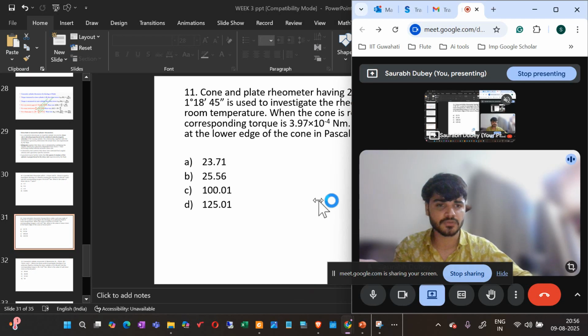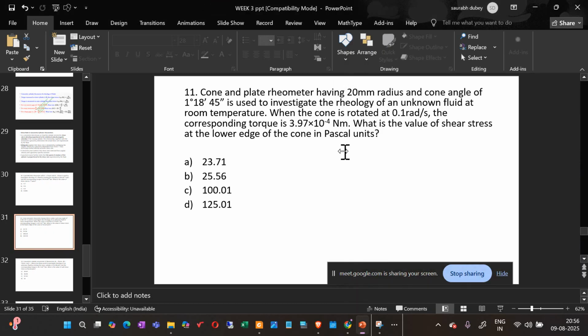And another thing is what? The radius of the cone is one thing, and another thing is this: the torque is the same, the angle is also the same, just the radius is different, and the rad is also the same, and you are asked about shear stress at the lower edge of the cone. So it is very similar to the questions that we have solved.